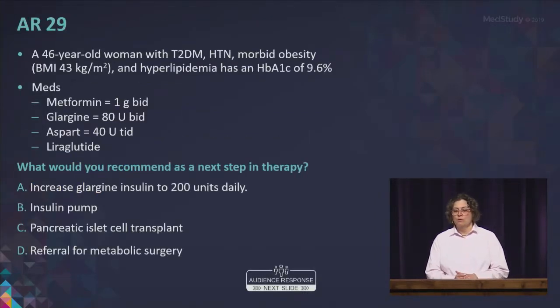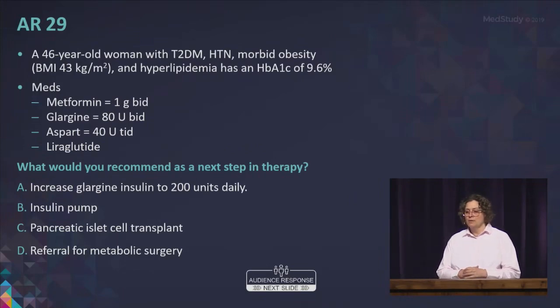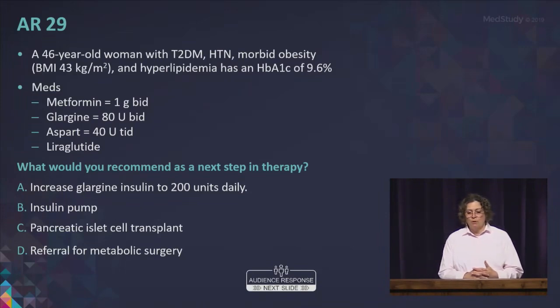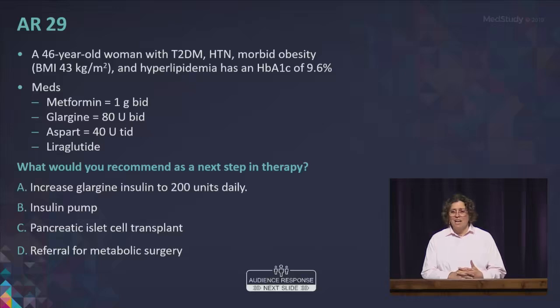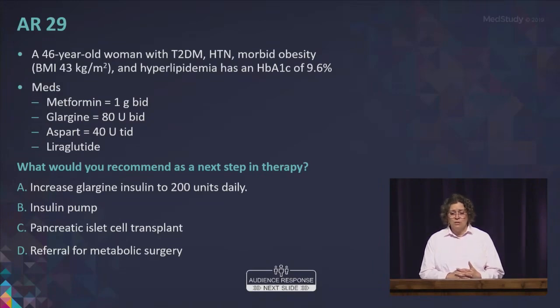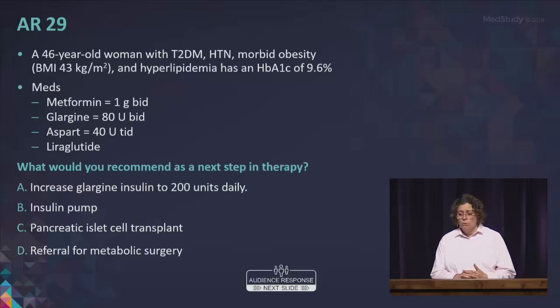Okay, a 46-year-old with type 2 diabetes, hypertension, morbid obesity, BMI of 43, and dyslipidemia, A1C of 9.6, so suboptimally controlled. She's on metformin, basal insulin of 80 twice a day, mealtime insulin of 40 TID-AC, so 40 with meals, and she's on a GLP-1. What would you recommend as the next step in therapy?